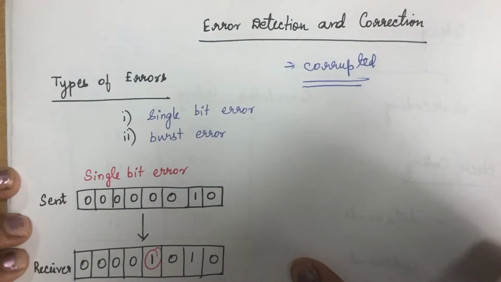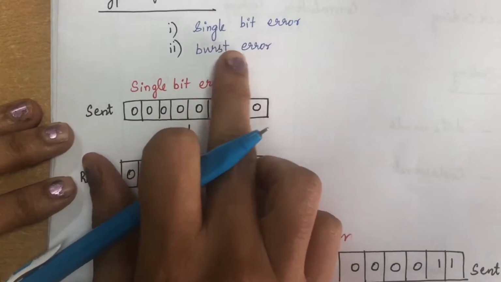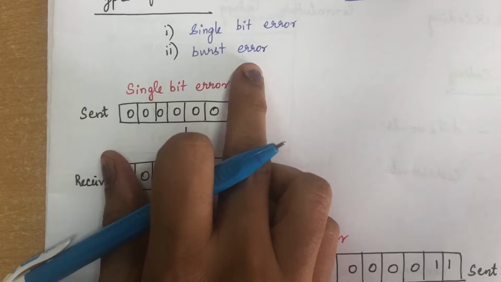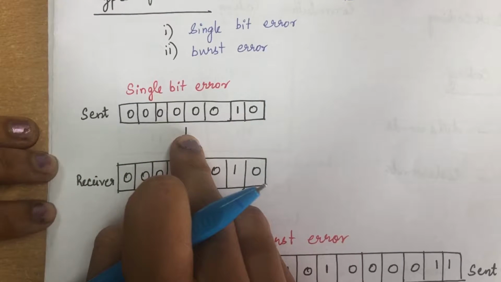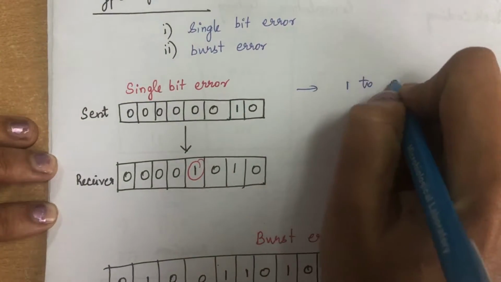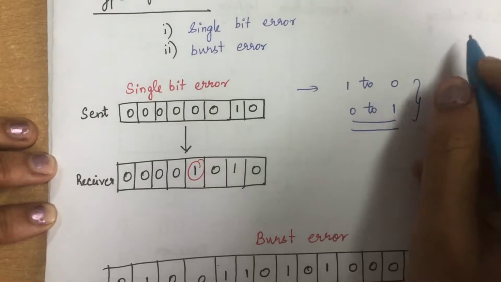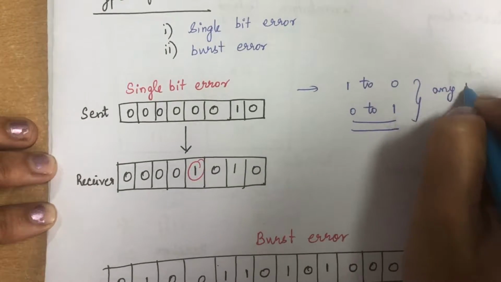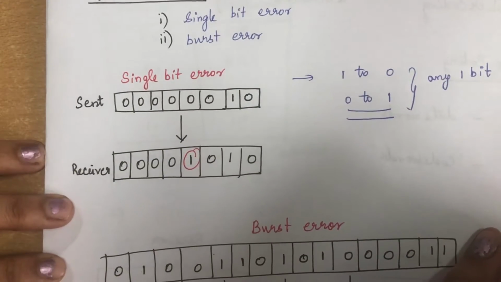First we will see what types of errors we have. One is single bit error, the other one is burst error. A single bit error means that any one bit gets changed from 1 to 0 or 0 to 1.